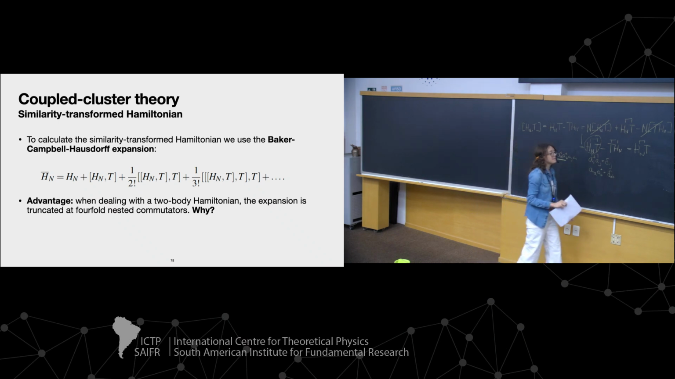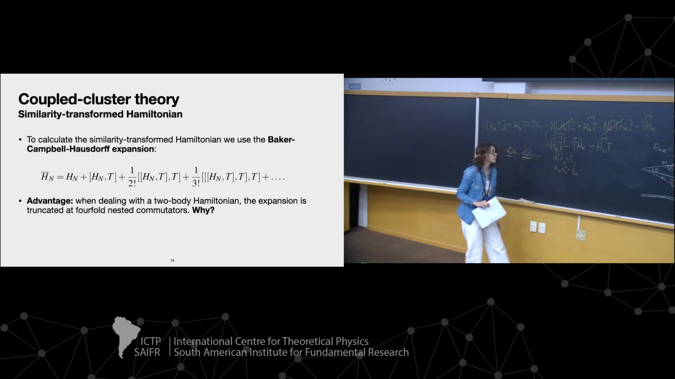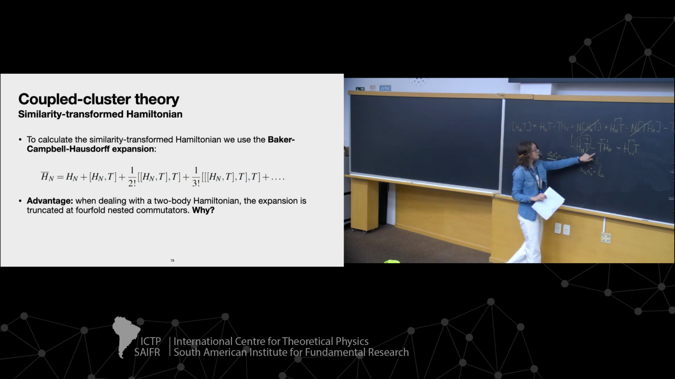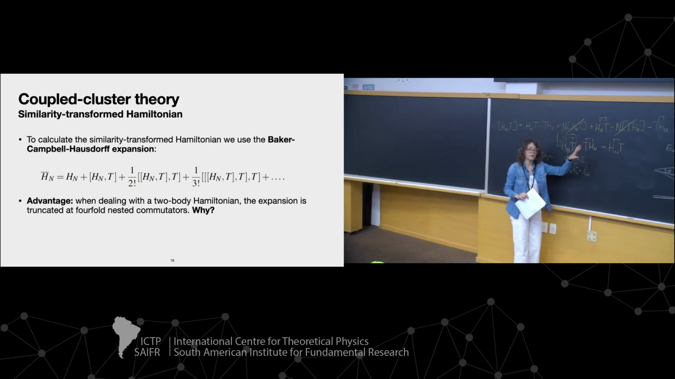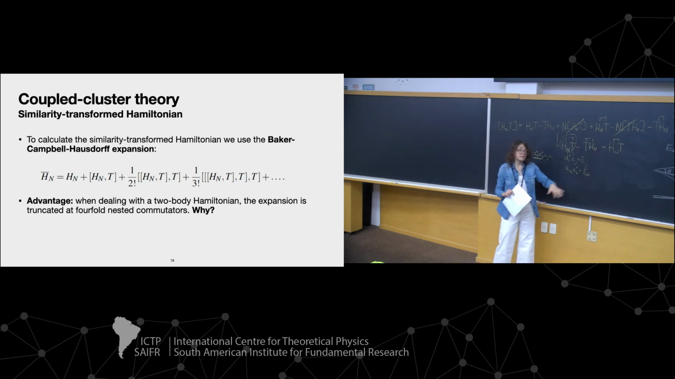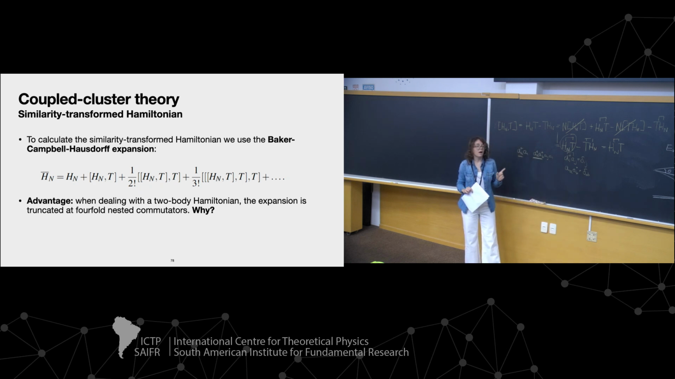This happens because T has a specific form. T depends only on pseudo-creation operators. And this also determines the fact that our similarity transformed Hamiltonian is non-Hermitian. Now, let's think about the case in which T is instead unitary. What happens? Do we still have this?